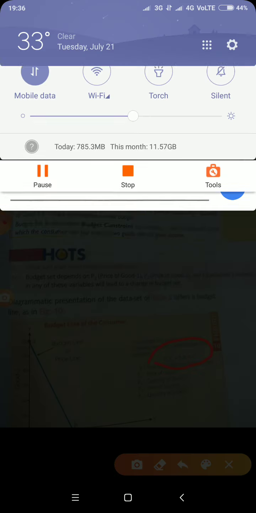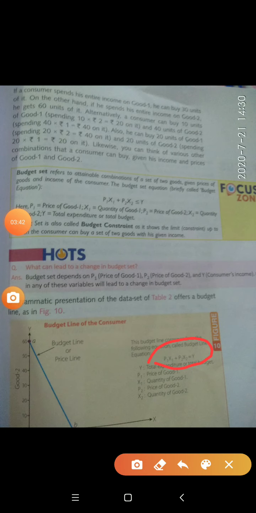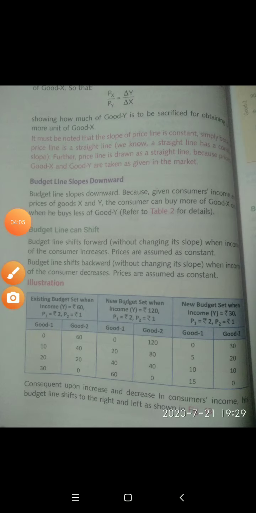Then after that, so what is a budget line? Budget line is a line showing different possible combinations of good 1 and good 2 which a consumer can buy given his budget and the prices of good 1 and good 2. So this has been made very much clear with the help of the illustration, with the help of the table which is shown. So what can you say about the budget line? The budget line slopes downward. Clear? So the budget line slopes downward.